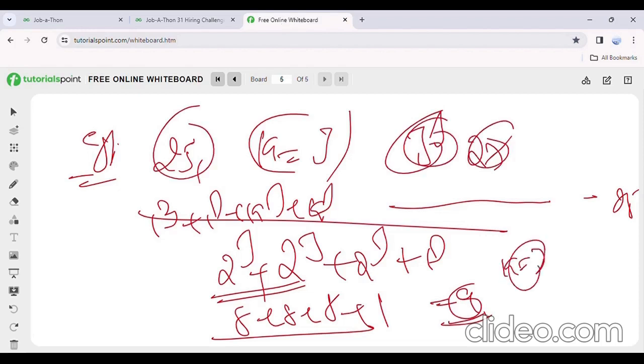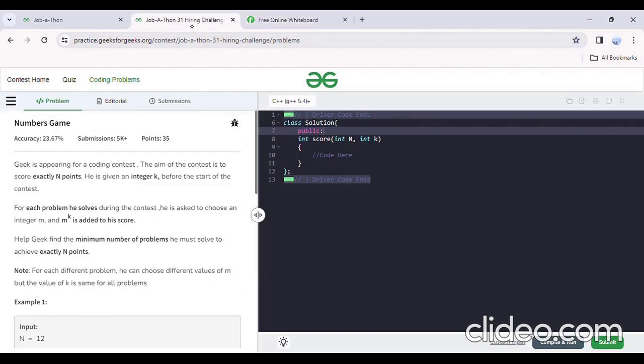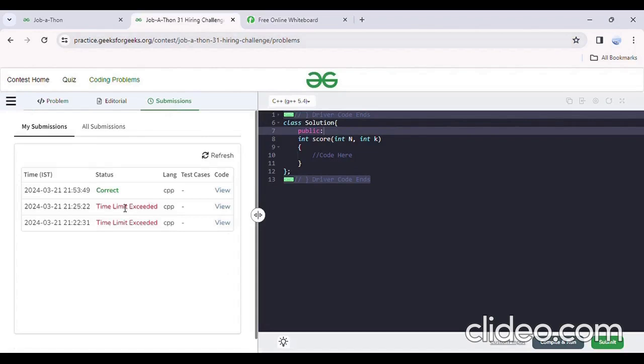So guys, observe, this is a very interesting problem. This type of problem is usually asked in big companies. This is one of the important problems. I solved this problem after 3 attempts. I did 2 attempts wrong, then I solved this problem.